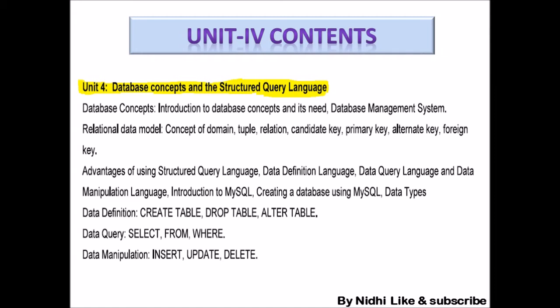Tuple we have covered, relation we have covered. Tuple means rows, relation means table name, candidate key, primary key, alternate key, foreign key. This also we will cover in today's class. So let's begin our class with the topic domain.